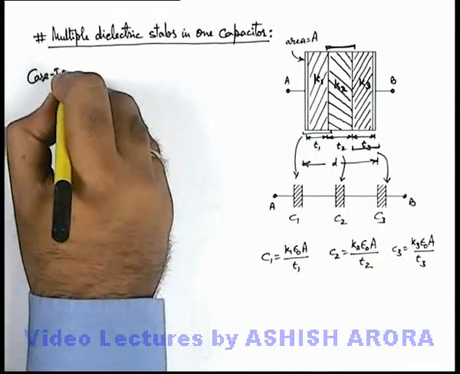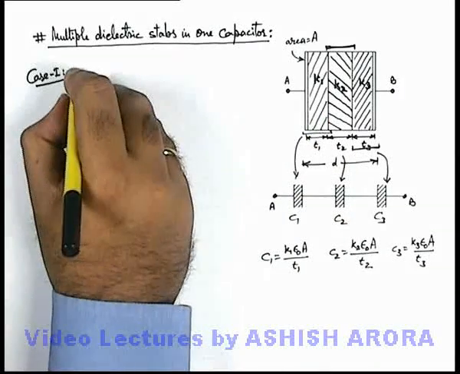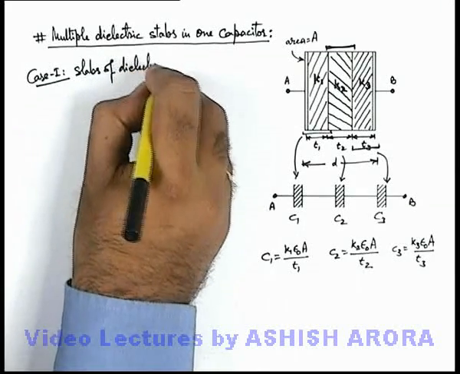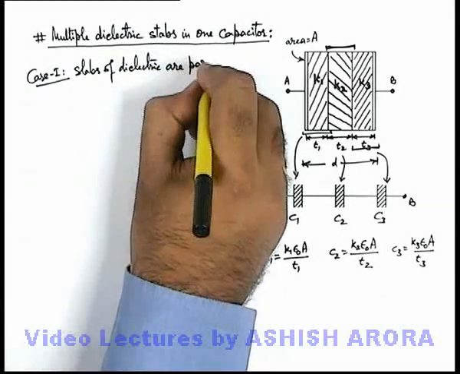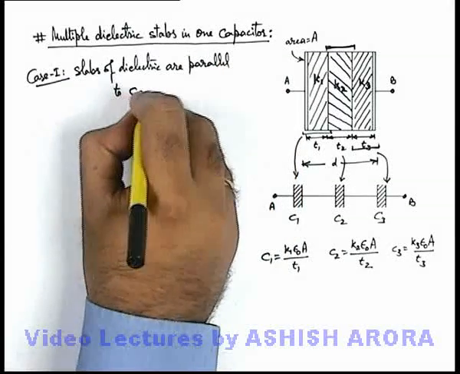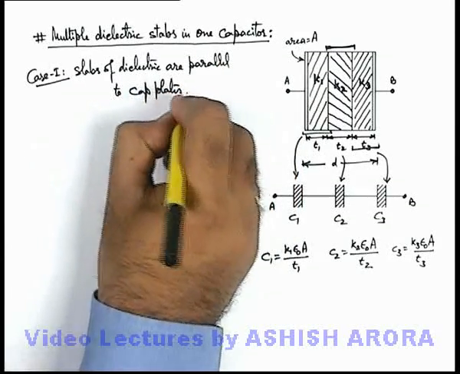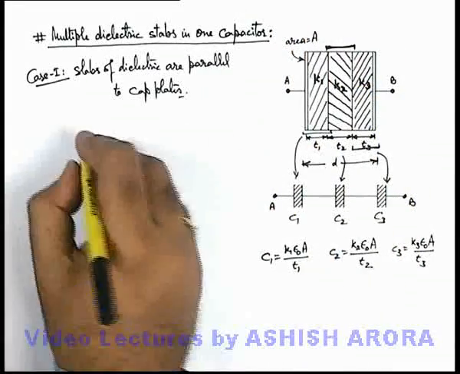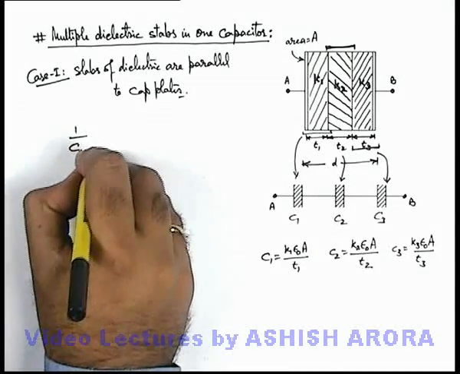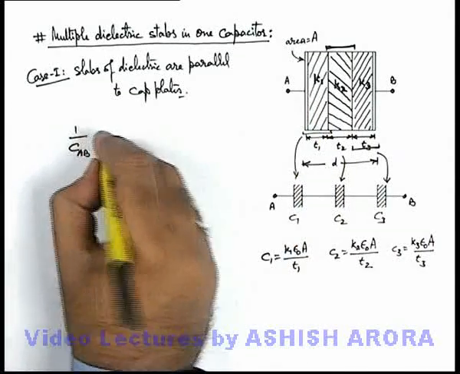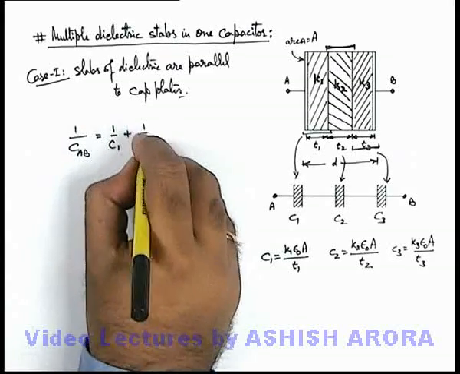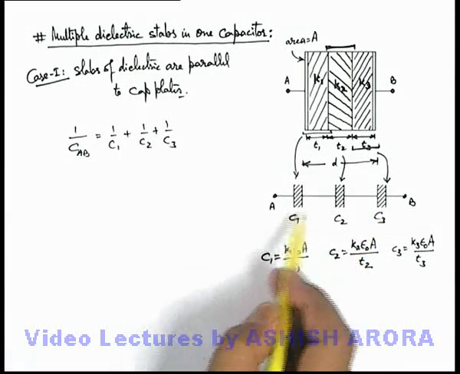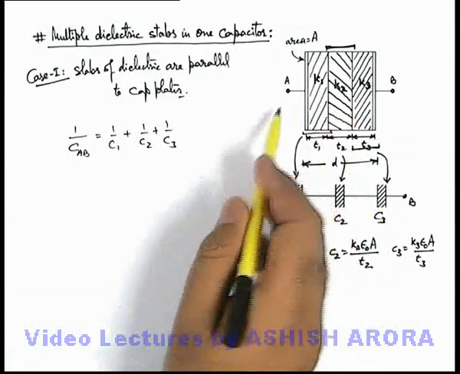Here, we study the whole analysis under case 1, when slabs of dielectric are parallel to capacitor plates. Here you can see in this situation dielectric slabs are inserted parallel to plates of the capacitor. In this situation we can write 1 upon CAB, that is the capacitance of this whole system, as 1 by C1 plus 1 by C2 plus 1 by C3, because these three capacitors are regarded in series combination, which is making the whole system.